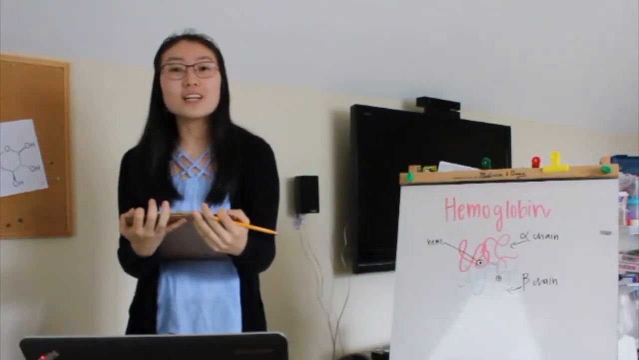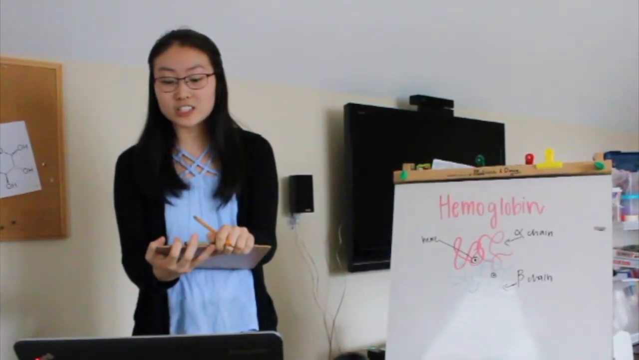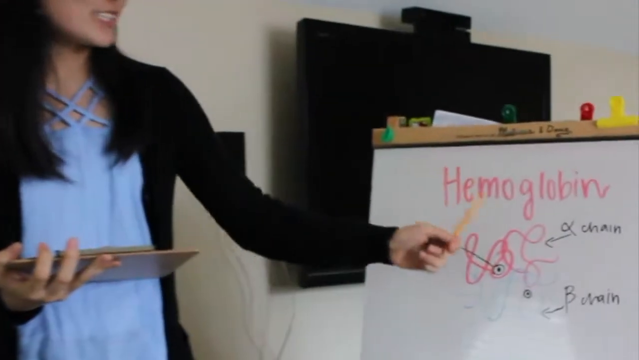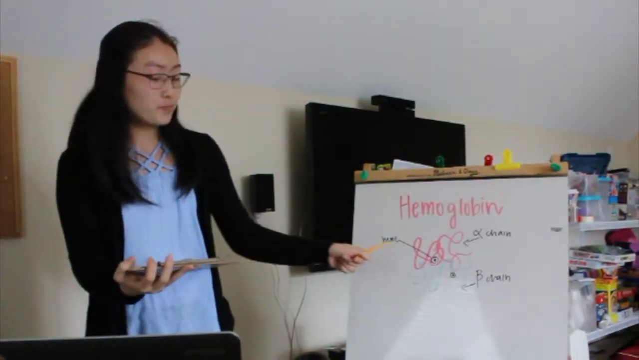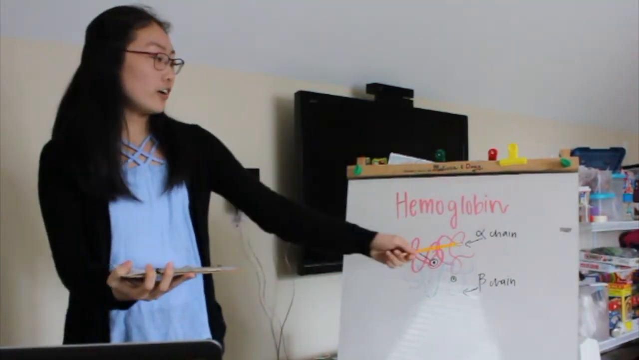So first off, what is hemoglobin? Hemoglobin is a red protein responsible for transporting oxygen to the blood of vertebrates. Its molecule is composed of 4 subunits, each containing an iron atom bound to what they call a heme group. 2 of the subunits are called beta chains, and the other 2 are called alpha chains.